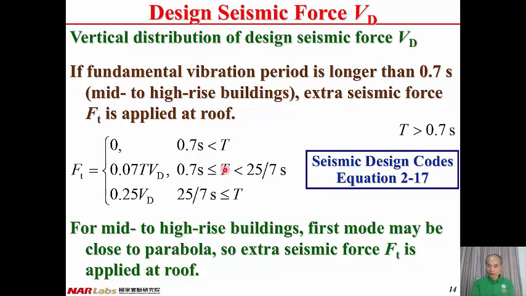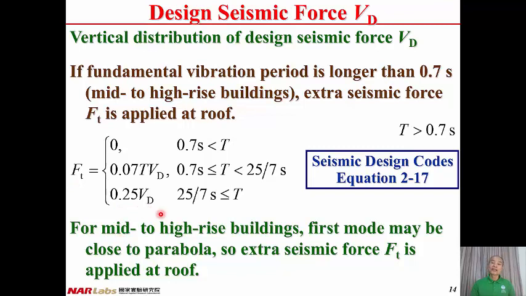When T lies between 0.7 seconds and 25/7 seconds, then Ft, the force applied at the top of the building, equals 0.07 T VD. If T is larger than or equal to 25/7 seconds, then Ft, the force applied to the roof, is fixed to be 0.25 VD.